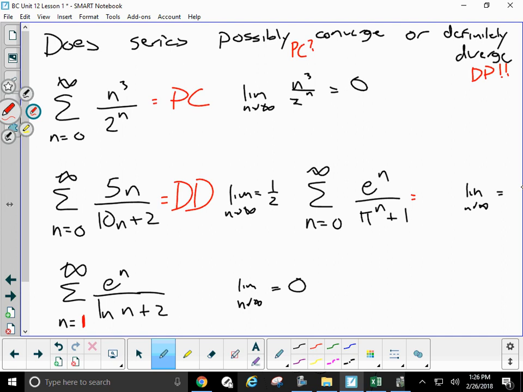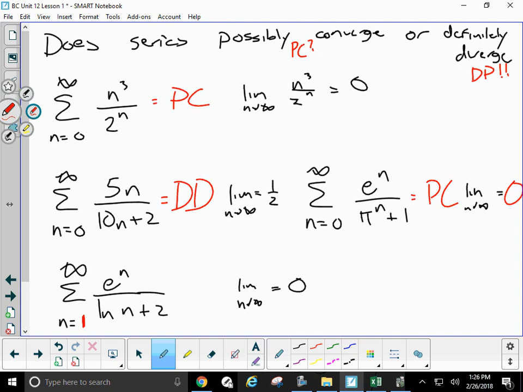This one possibly converges. E is like 2.7, okay? The growth of e to the n is slower than the growth of pi to the n. It's not that you can say this would approach e over pi. You don't cross off the n's in this case. This limit would approach 0. It's kind of like comparing x squared and x cubed. You don't use the coefficients, because x cubed grows faster than x squared. Here, pi to the n grows faster than e to the n. So this possibly converges. I don't know if it converges or not.